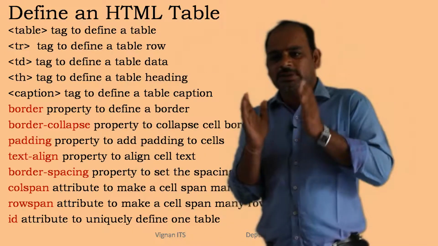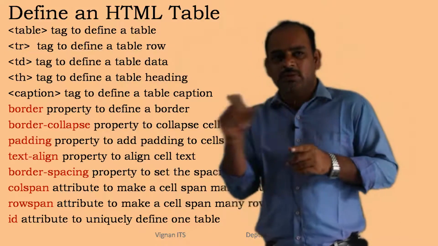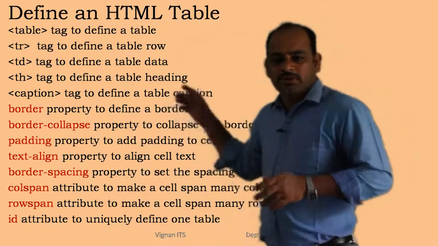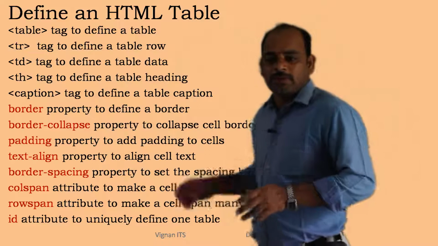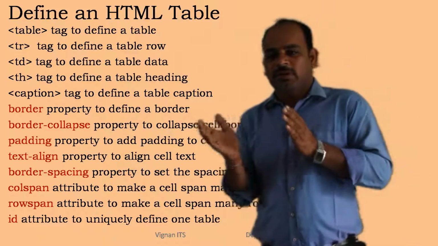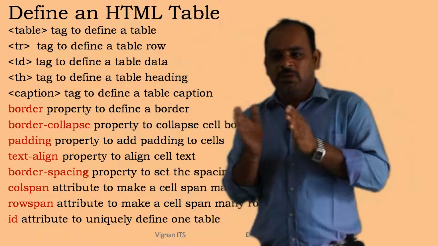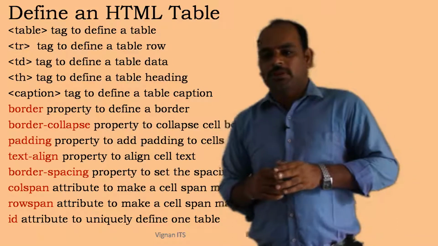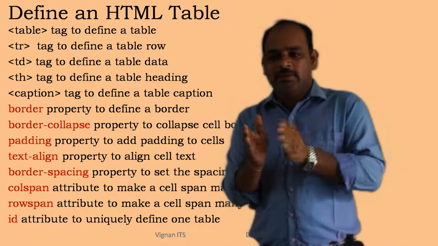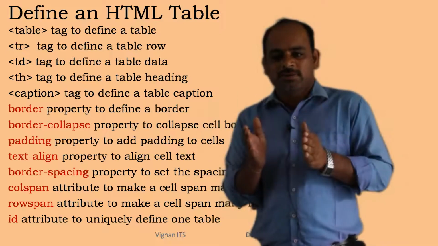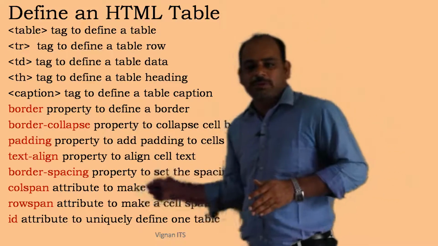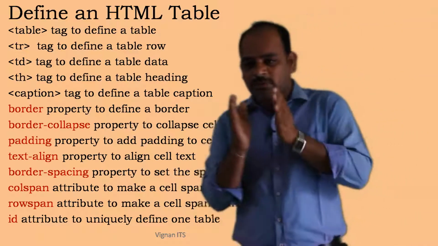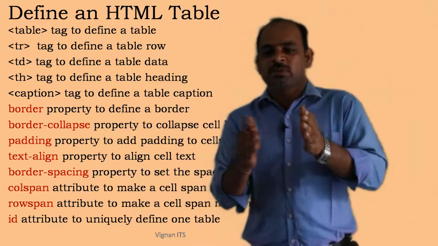A table has cells, which are divided into a number of rows and columns. So this property collapses the cell borders. We have the padding property to add padding to the cells, that is, a space within the cells, if any padding is required. Next, the text align property, so we can align the text in the cell, either left, right, or center alignment. Next, the border spacing property sets the space between cells, from one cell to another cell.